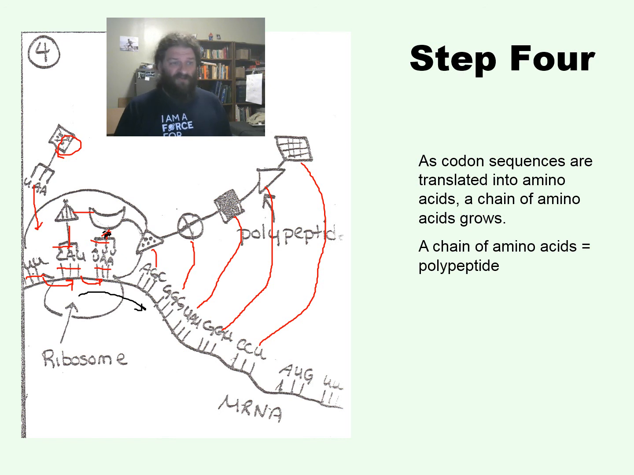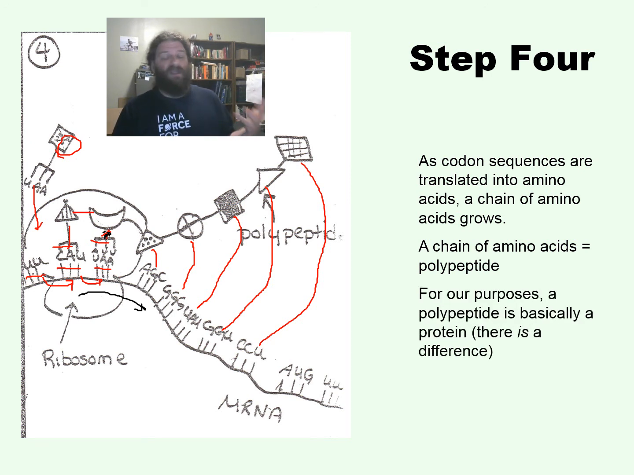For our purposes, though a chain of amino acids is called a polypeptide most appropriately, for our purposes right now, we can really equate a polypeptide with a protein. They're not the same thing. There is a difference, but for our purposes right now, that's totally going to work. And for right now, I think that's enough.